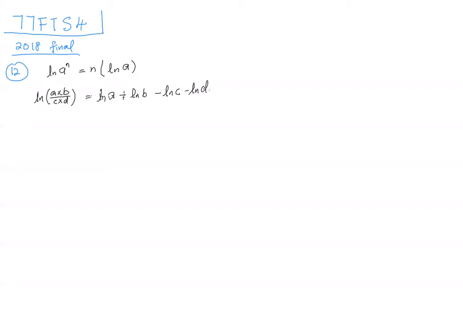And if I have this way, it means ln a times ln a. So this one you cannot simplify. So you have to know when you can and when you can't.